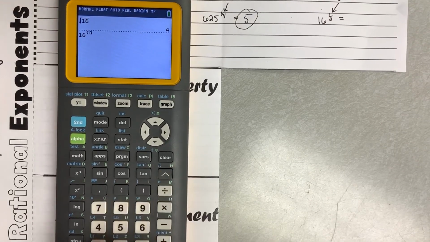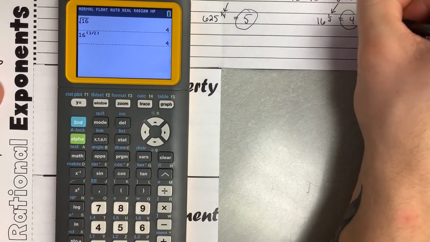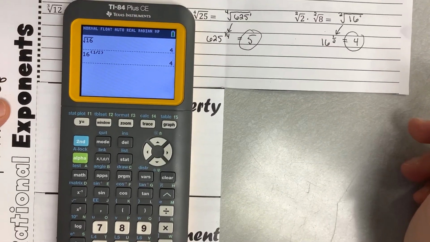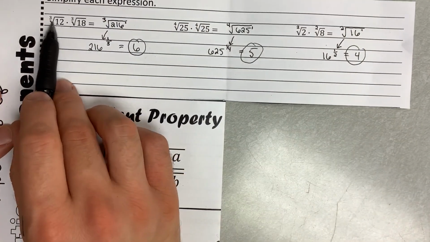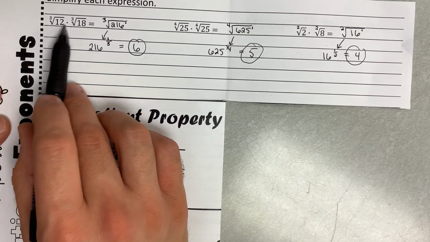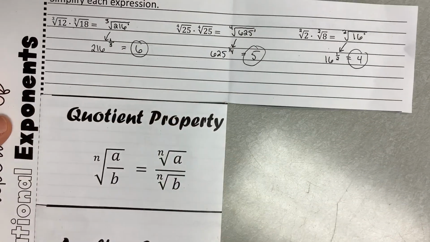16 to the 1/2, same thing, 4. Either way, you get the same answer, guys. And that's it. That's all you gotta do for these. So if you have radicals, I guess you'd call them, you can multiply those together to get one big one, and then you can just simplify it using a calculator.